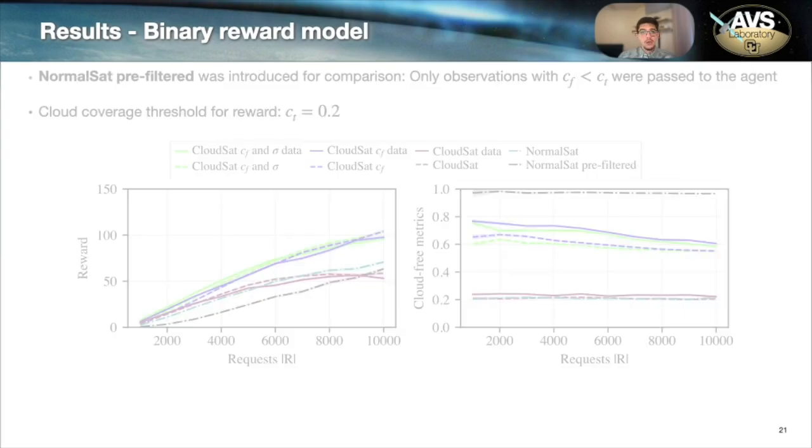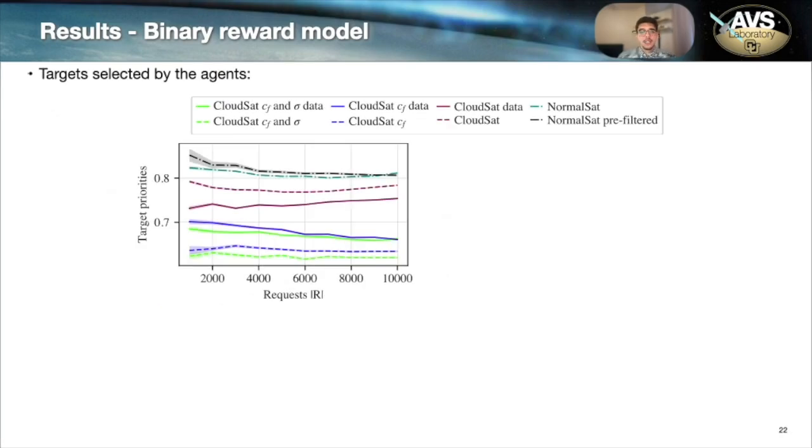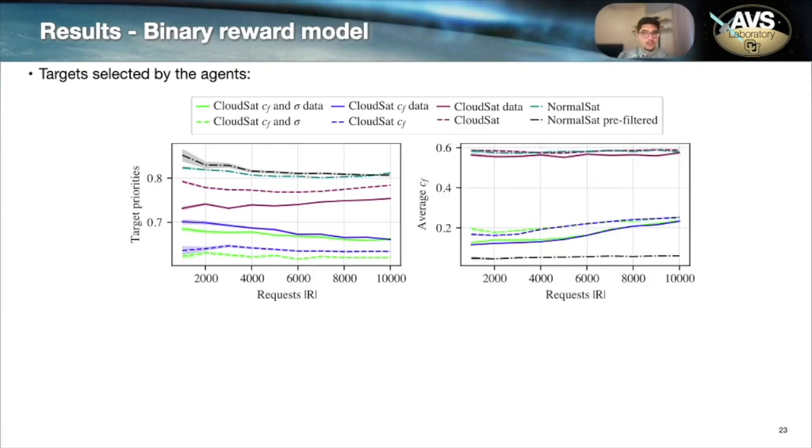We can also look at the targets that these agents selected in terms of priorities, and we see that the normal set selects targets with the highest priorities, while the agents that can observe the forecast select lower priorities. And the cloud set that cannot observe information but was trained with clouds is somewhere in between. On the other hand, agents that can observe the cloud forecast tend to select targets with the smallest amount of cloud coverage. On the other hand, agents that cannot observe that information tend to have just a value that's closer to the average cloud coverage.